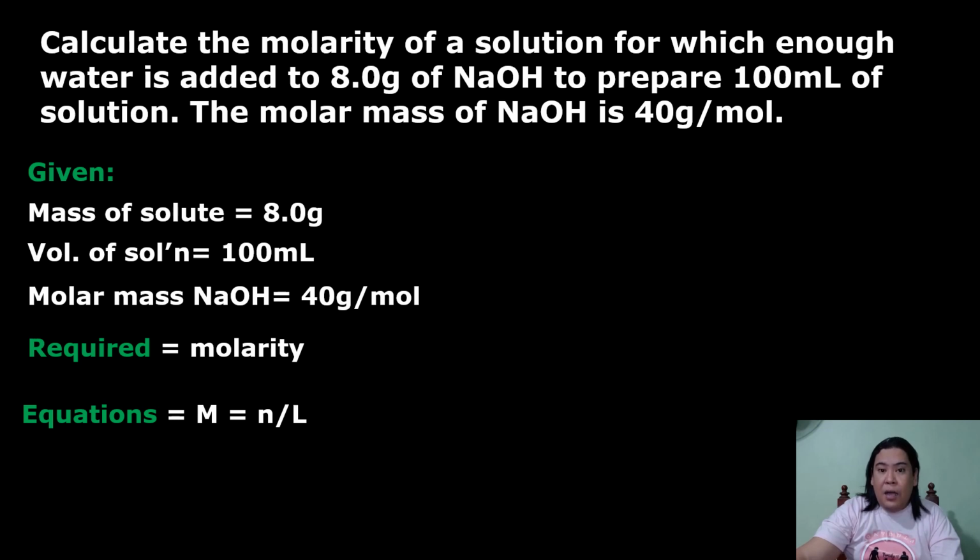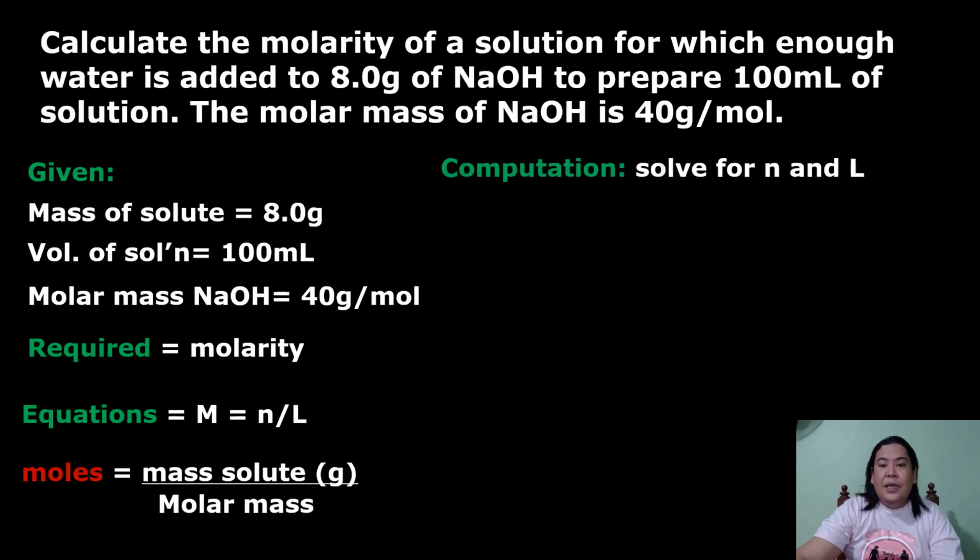Since we do not have the number of moles in our given, we need to use another equation in computing for the number of moles, and that is number of moles is equal to the mass of solute in grams divided by the molar mass. Okay, let us start computing. We have to solve first for the number of moles and the liter of solution. We cannot use this equation if we do not have these two variables, moles and liters.